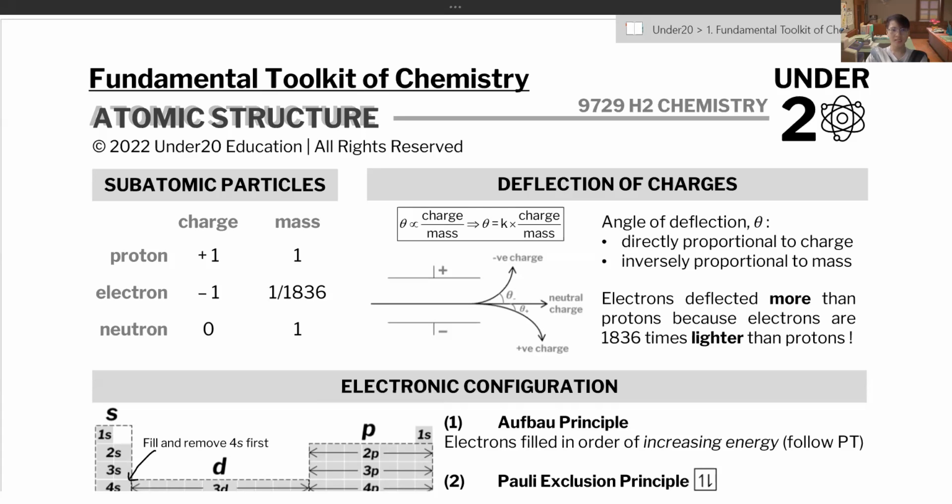Bonjour à tous. Okay, so this is a cheat sheet summary on the topic of atomic structure.